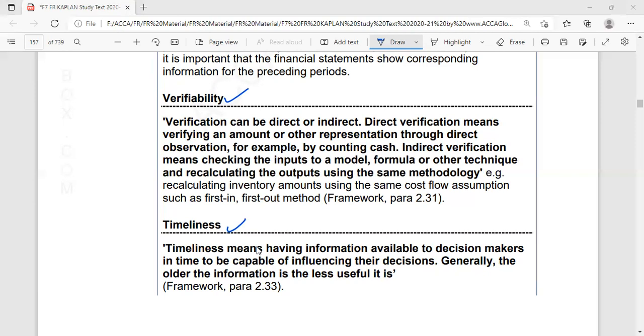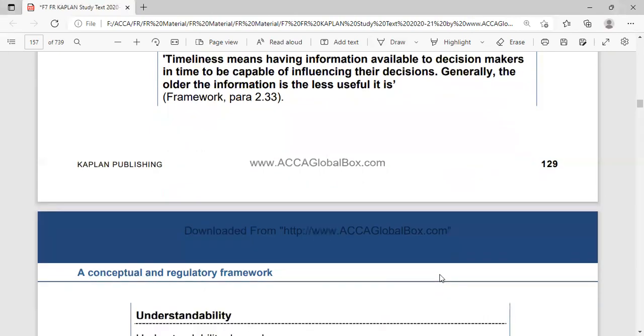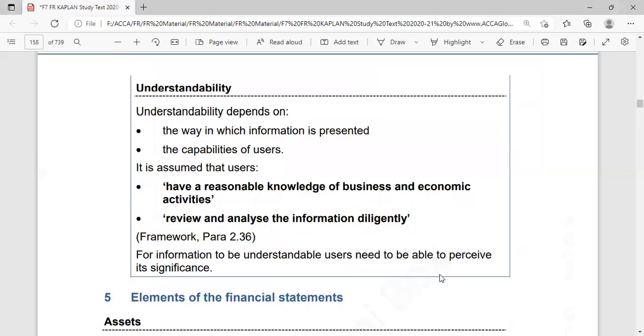Next, coming to timeliness. Timeliness means having the information available to the decision maker in time to be capable of influencing the decision. For example, if the information is not available in time, then there is no use to that party.